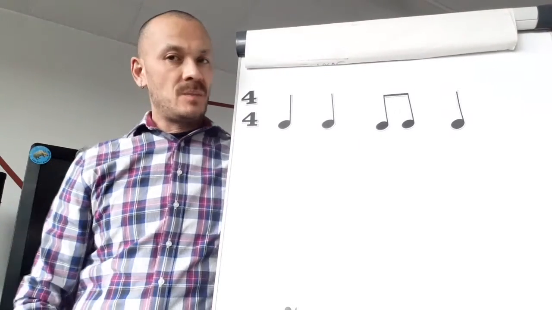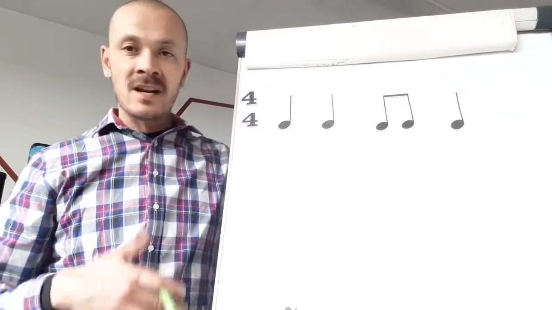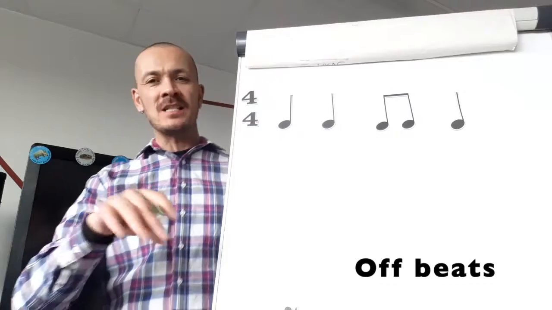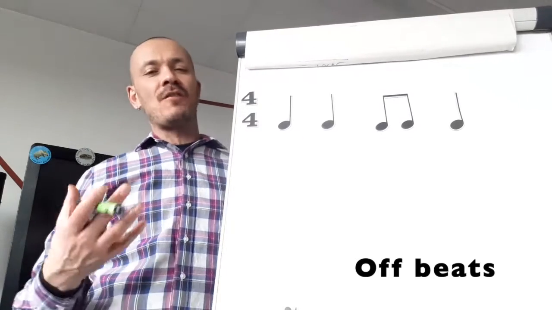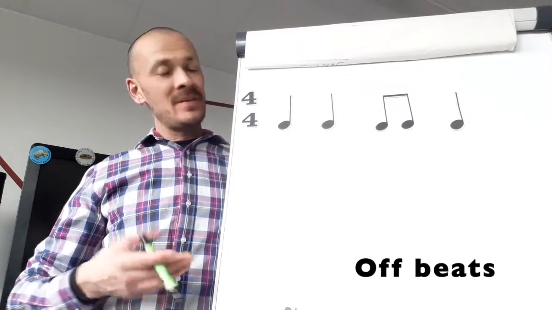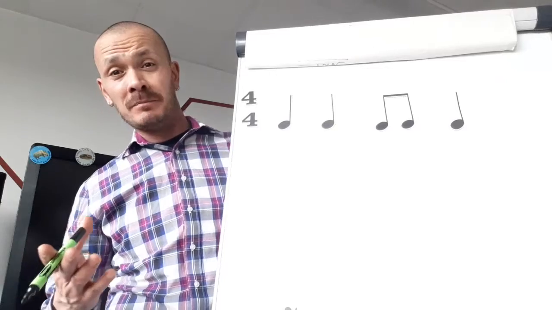Hi everybody, it's Mr. Pinniger in the music room bringing you a music theory lesson, and we're going to be looking at offbeats, okay? Offbeats. What's an offbeat? It's a part of the rhythm that you play that isn't on the beat, it's off the beat, okay?